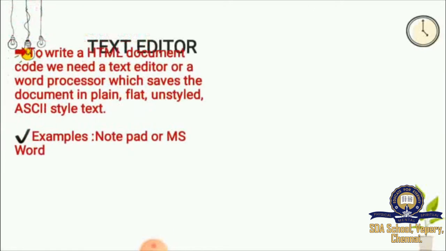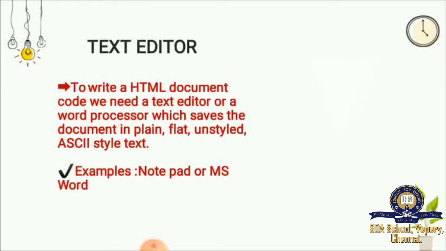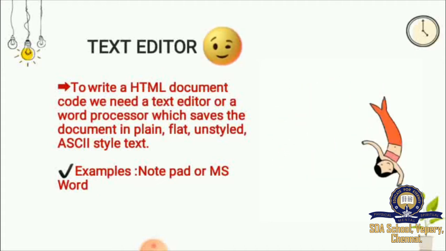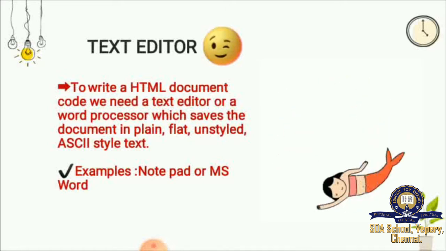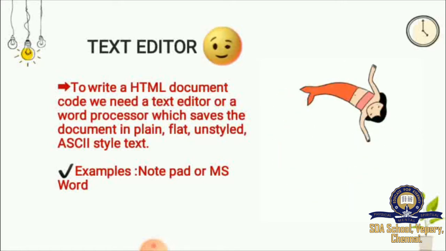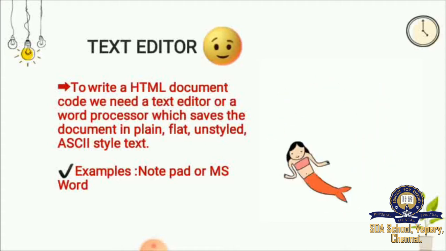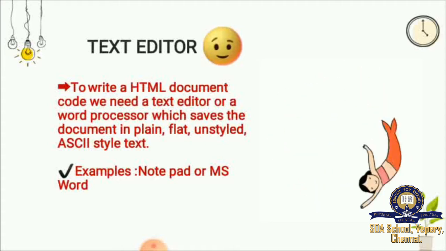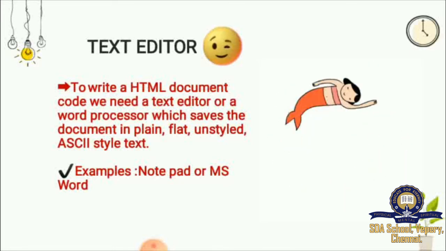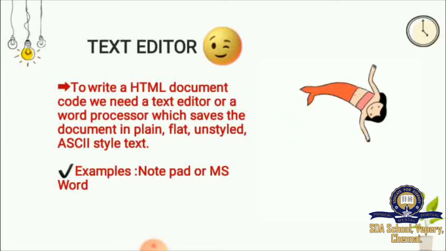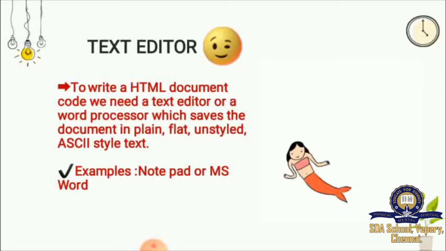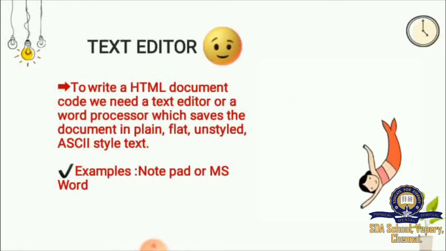To write an HTML document code, we need a text editor or a word processor. A word processor is a software or a device that allows users to create, edit and print documents. It enables you to write text, store it electronically, display it on a screen, modify it by entering commands and characters from the keyboard, and print it. It is the most common.